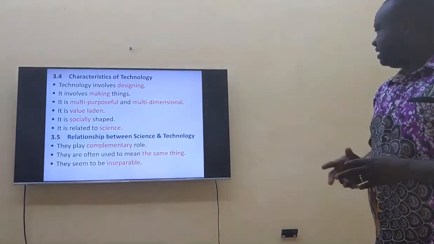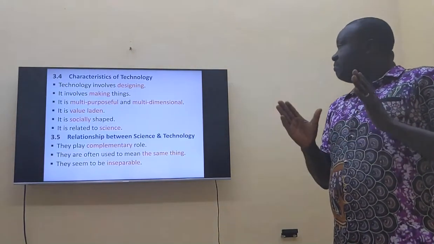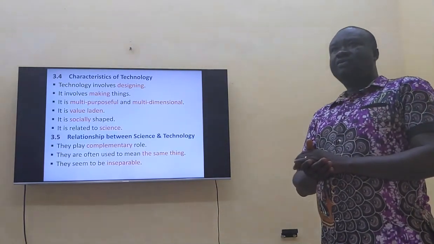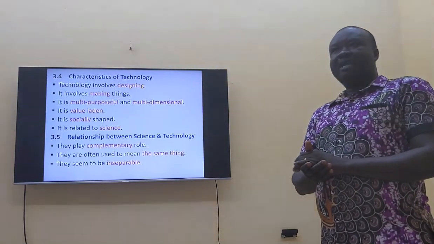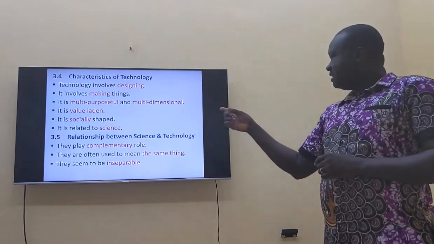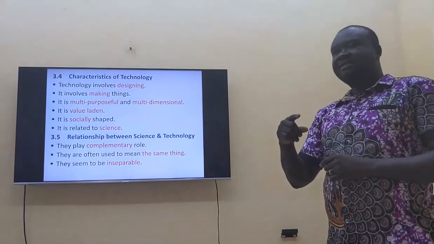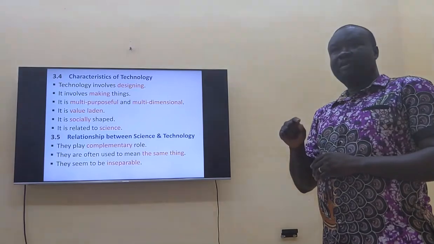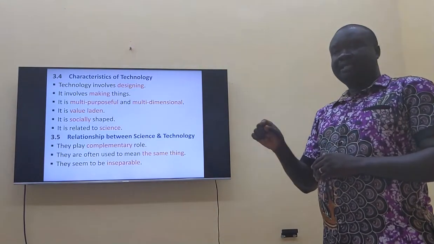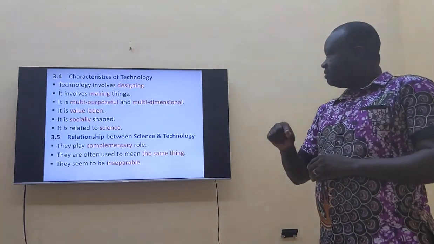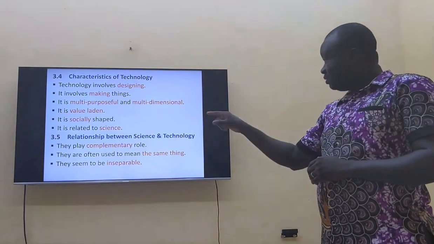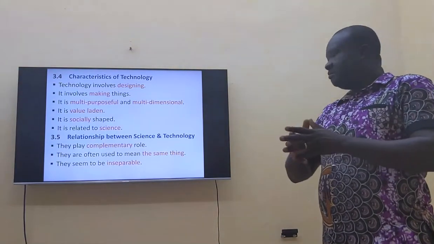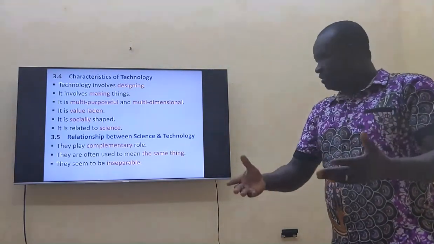Then, relationship between science and technology. The two of them play a complementary role. Well, let me here introduce some words used by Karl Marx. Remember, they play a complementary role. Marx says that theory without practice is blind. Practice without theory is empty. That's why the two of them play a complementary role. They must coexist, because none can exist without the other.